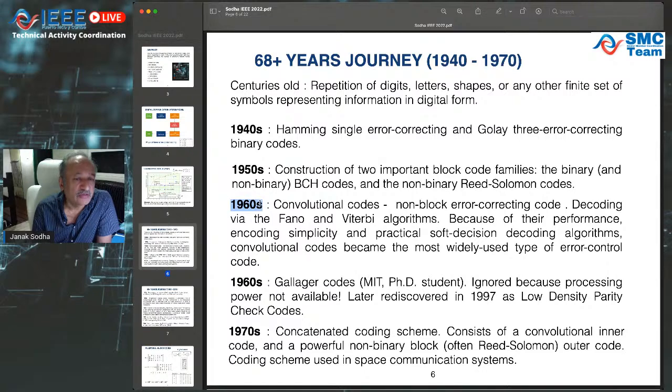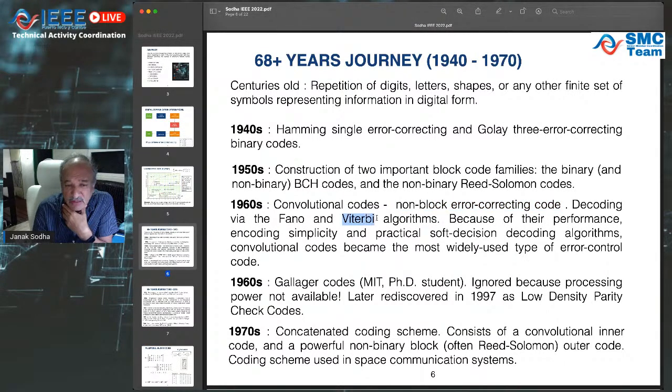The 1960s was a revolution. People were resigned to the fact that we will never achieve Shannon's promise, and block codes is the only way. Whatever comes in, you have to then add binary digits and something must come out. It was in, out, in, out. Convolutional codes broke that rule. It was continuous encoding. So these are non-block error correcting codes.